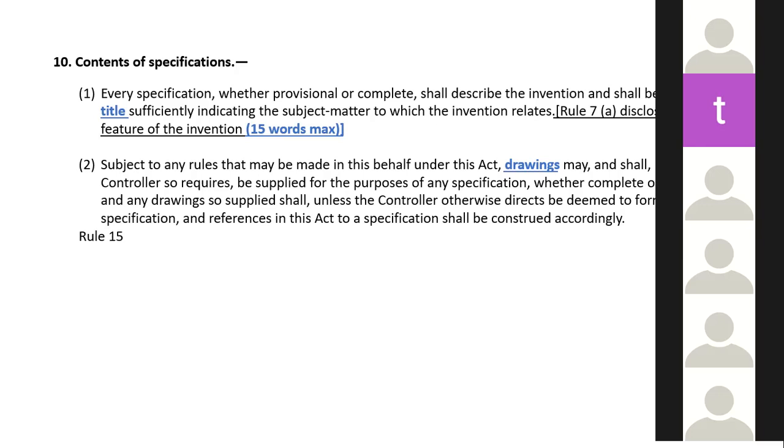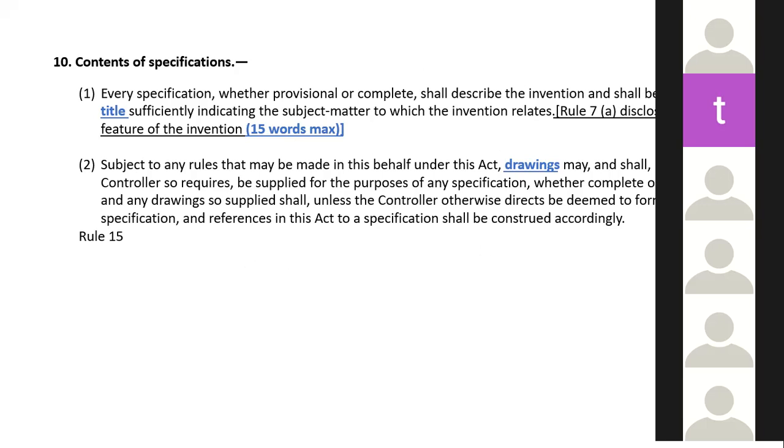First, the application should have a title. Title is not more than 15 words. So every specification, whether provisional or complete, shall describe the invention and shall begin with a title sufficiently indicating the subject matter to which the invention relates. That is covered under Rule 7A: your title should disclose the specific feature of the invention.